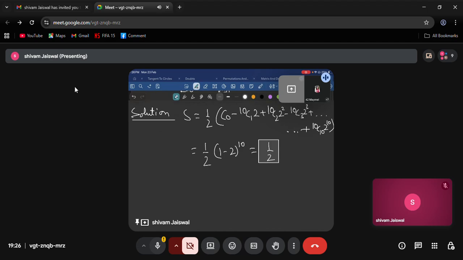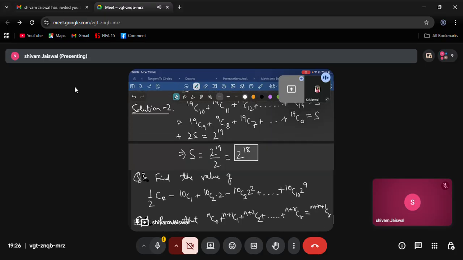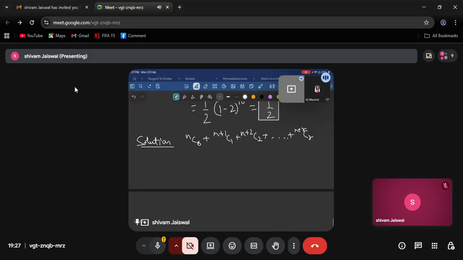So yes, this is the method and this is the correct method. Everyone pay attention. It was given NC0 plus N plus 1 C1 plus N plus 2 C2 and so on, plus N plus R CR. We need to prove that this is equal to N plus R plus 1 CR. So over here, instead of NC0, if I convert it into N plus 1 C0, it is still okay. Are you getting it? Yes.